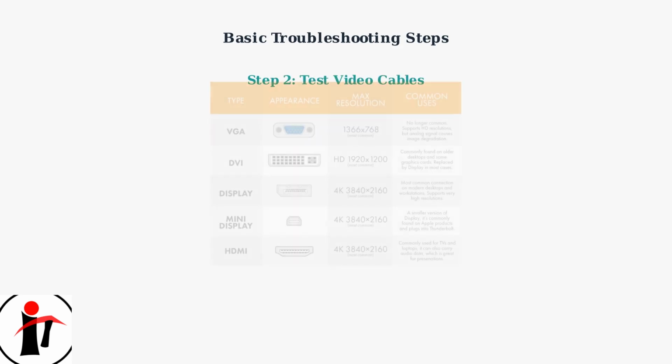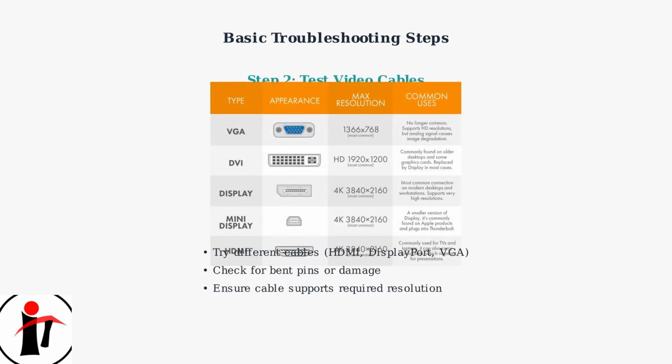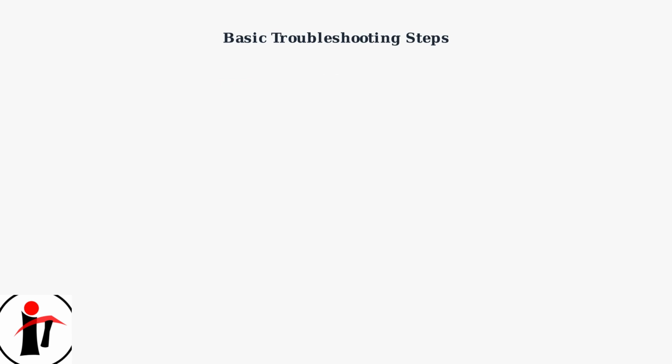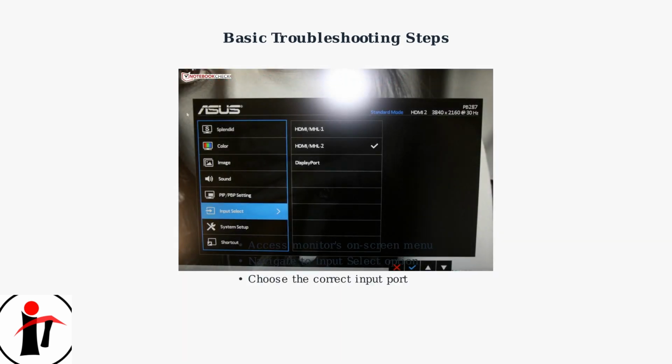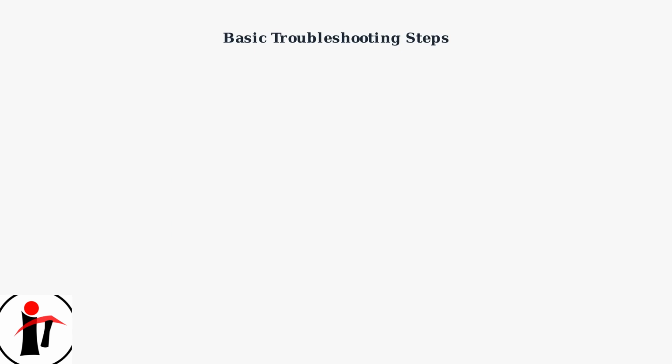Step 2. Test your video cables. Try different HDMI, DisplayPort, or VGA cables to rule out cable failure. Each connector type has different capabilities and limitations. Step 3. Confirm the correct input source is selected. Use your monitor's menu buttons to access the input selection and choose the port where your device is connected.